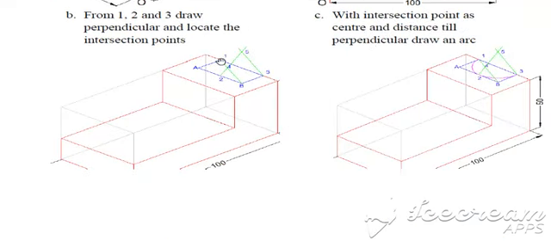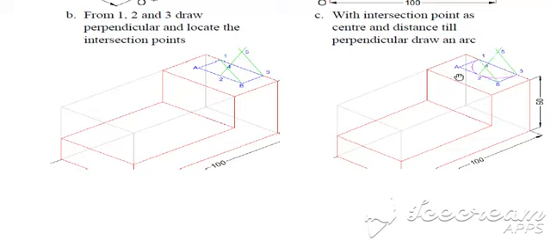Now from points 1, 2 and 3, draw the actual perpendiculars to these lines A1, A2 and B3 respectively. From 1, draw a perpendicular to A1, from 2 a perpendicular to AB, and from 3 a perpendicular to B3. Now you have found the centers, that is 4 and 5. Now with 4 as a center and the distance till the perpendicular as radius, draw an arc. Similarly, from 5 as a center, with the distance till the perpendicular as radius, draw an arc.